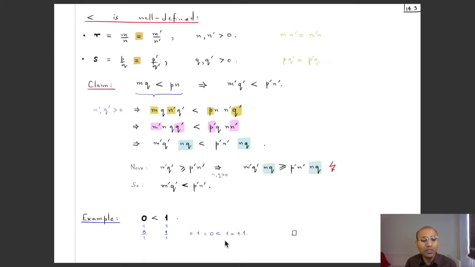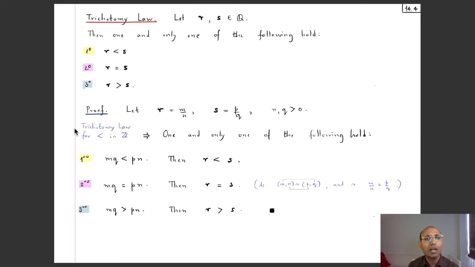And so because of this, it follows that this rational number 0 is strictly less than this rational number 1. We will now show the trichotomy law for the order relation in the set of rationals. So the trichotomy law says that if r and s are two rational numbers, then one and exactly one of the following three statements holds. Either r is strictly less than s, or r is equal to s, or r is strictly bigger than s. So here is the proof.